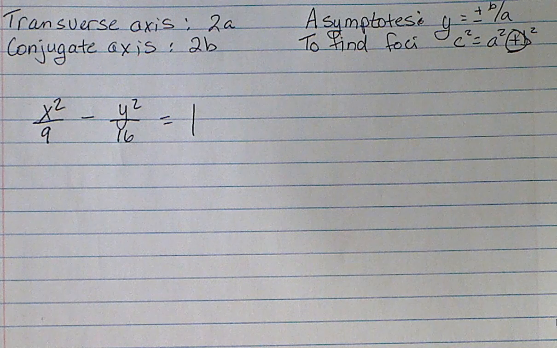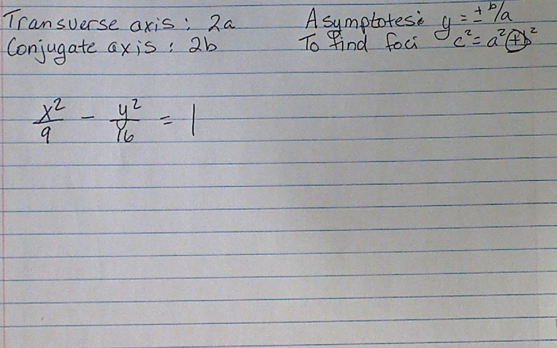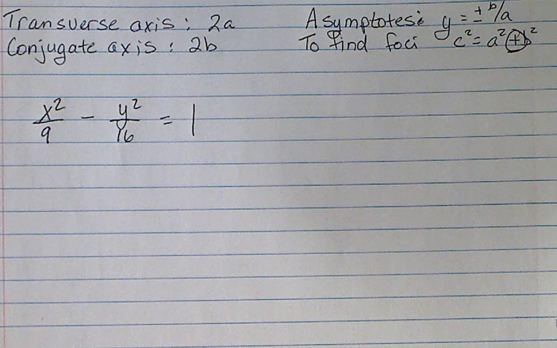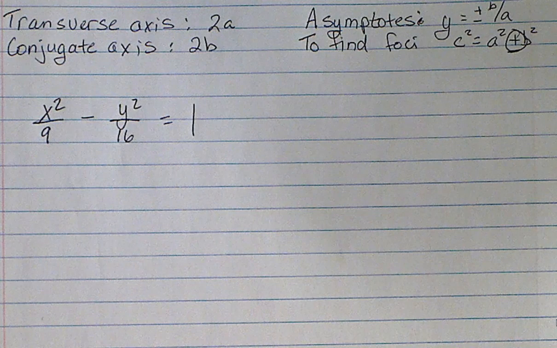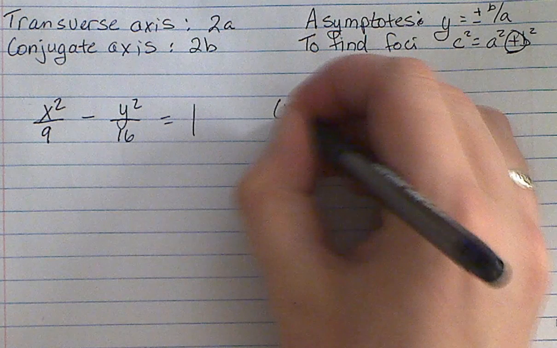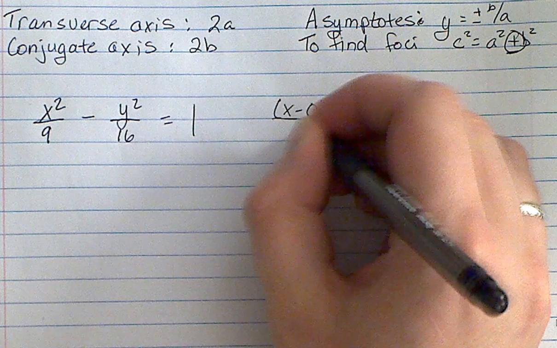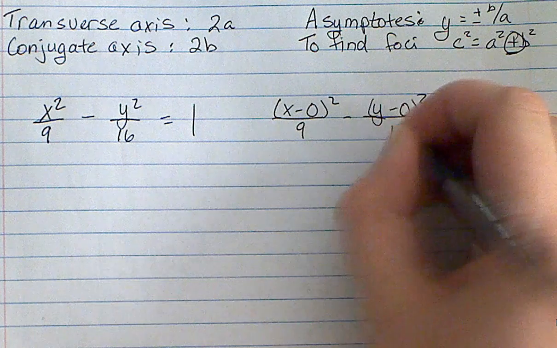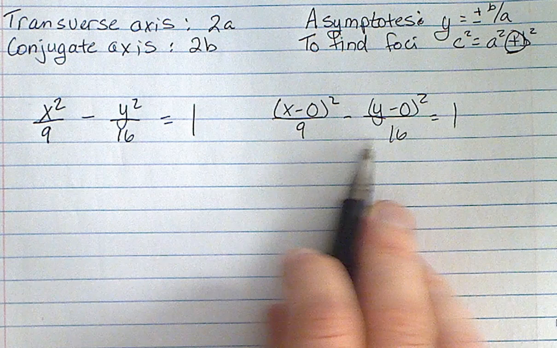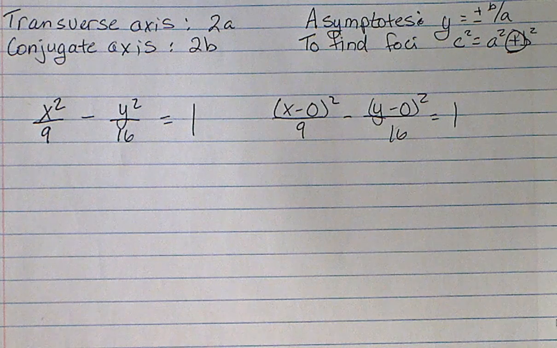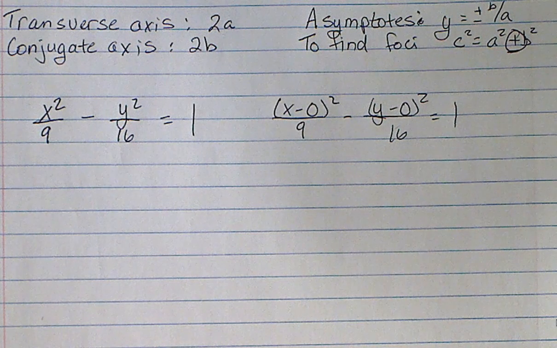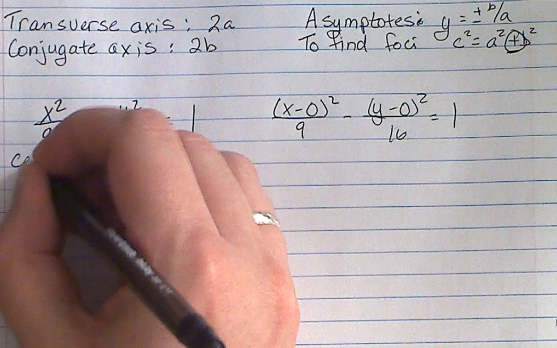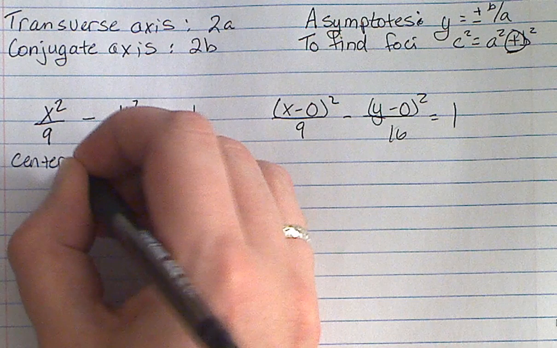So what number is actually with x and y then? If I asked what was the coefficient of x and y, it would be 1. But this I could rewrite to be x minus 0 quantity squared over 9 minus y minus 0 quantity squared over 16 equal to 1. And these two are equivalent to one another. So that means that the h and k are both 0. The center is at 0, 0. So that's the first thing you can tell.